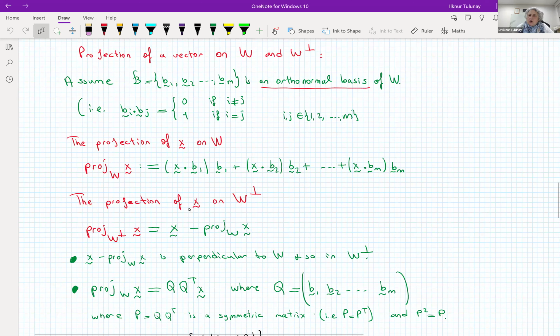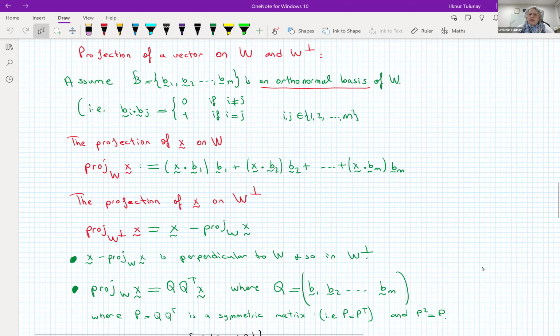The projection of X on the orthogonal complement of W, which is W perp, is given by this definition. You just take X and take away the projection of X on W. So that's the definition of it. This vector is perpendicular to W, so it is in W perp.